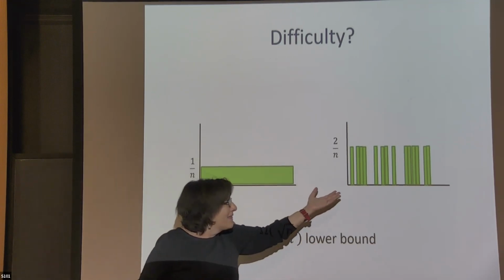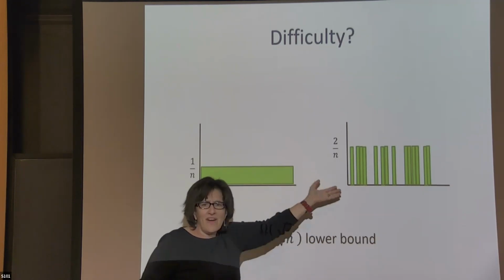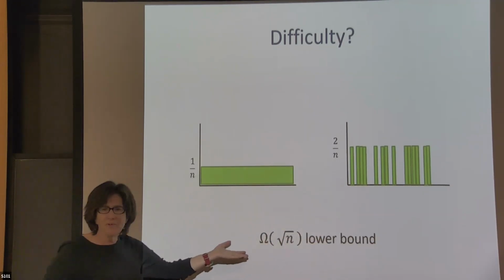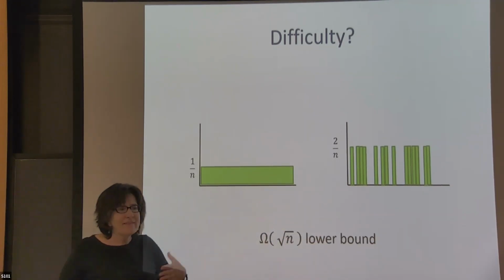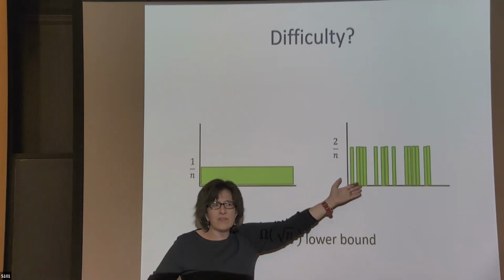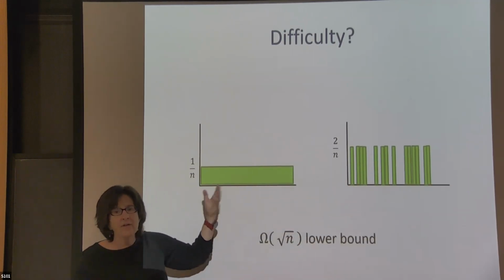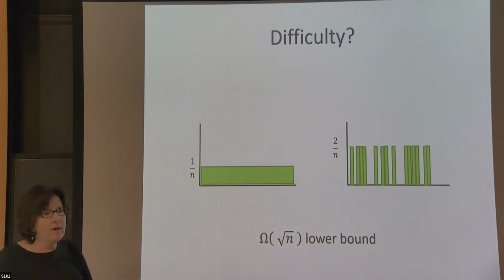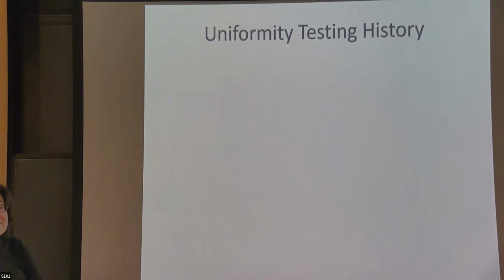And the thing is, you're not going to see any collisions at all in either case until you see something like root n samples. And here you will see collisions a little bit earlier than you would here. So then you can distinguish those two. But it does give you a root n lower bound. Okay, so that's why root n is an easy enough thing that I can explain in a slide for why you need root n.